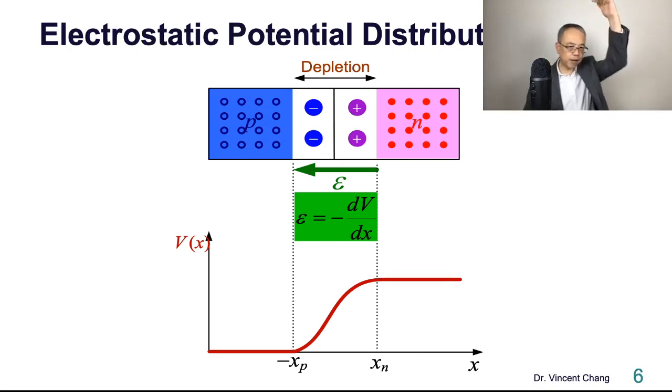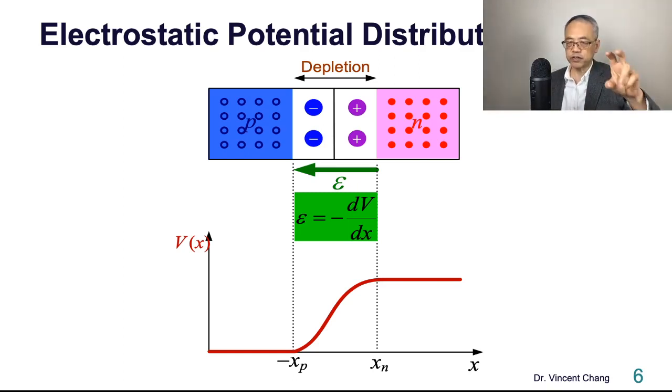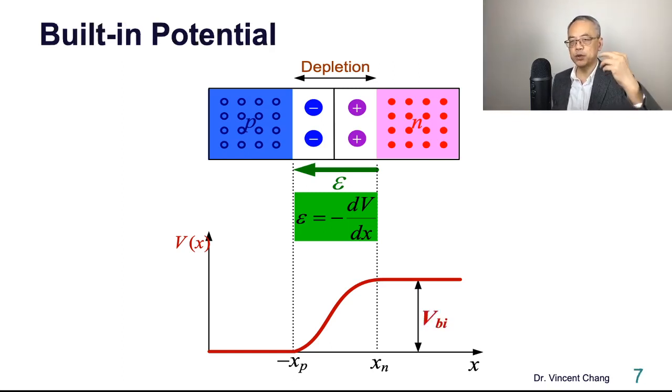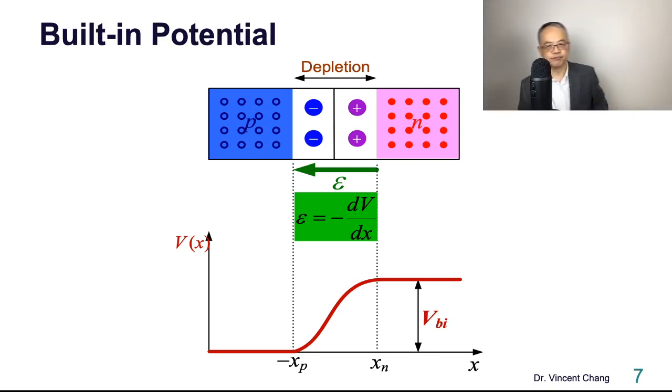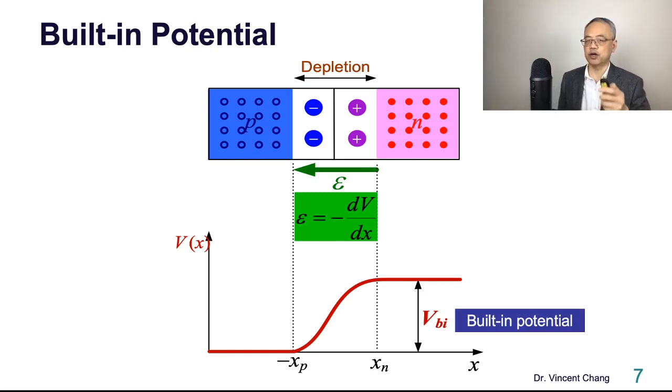Then you see a high potential area on the right-hand side and a low potential area on the left-hand side. So you see a difference. This type of difference is built-in. It's called the built-in potential. This is called the built-in potential of a junction.